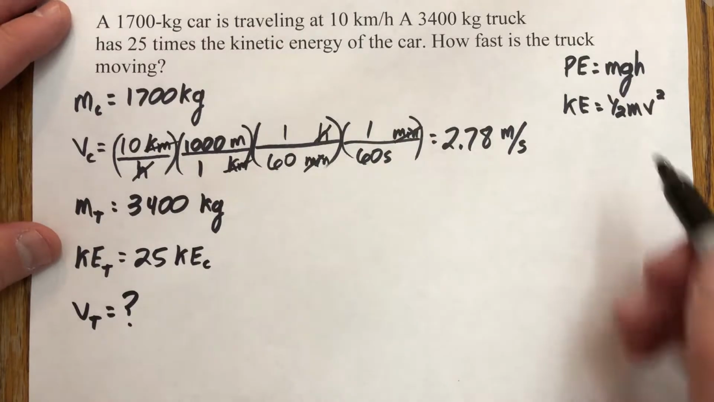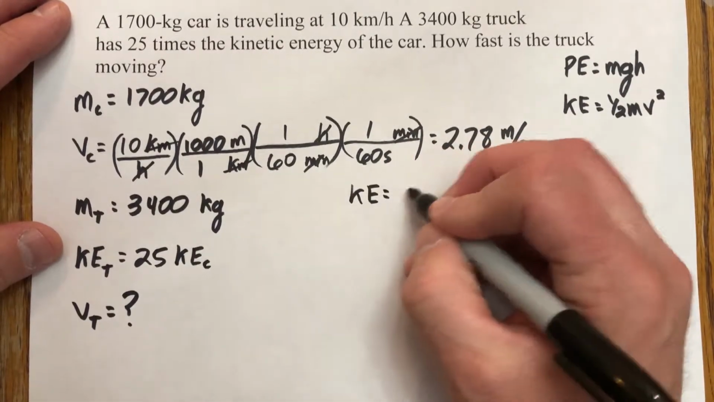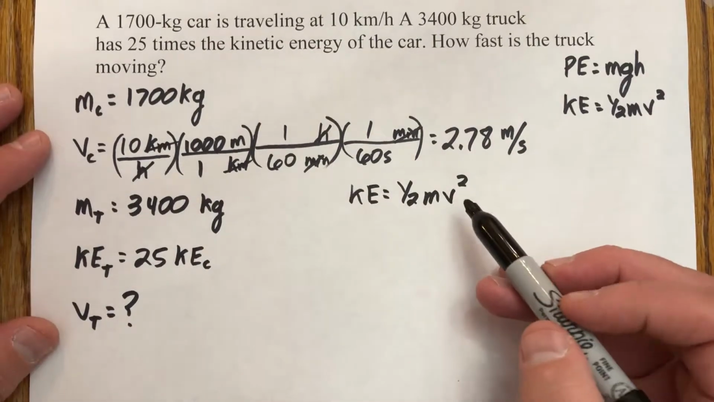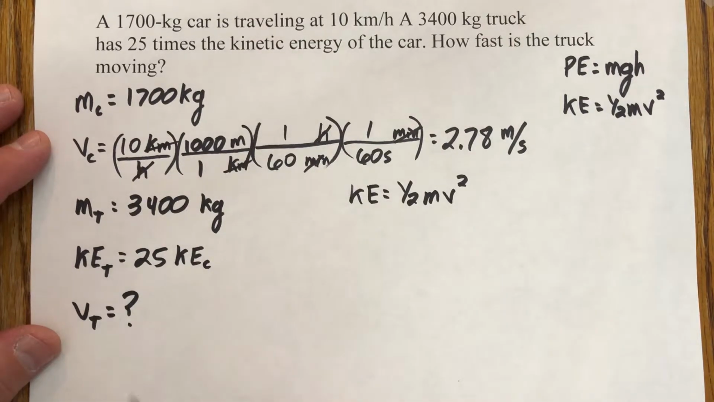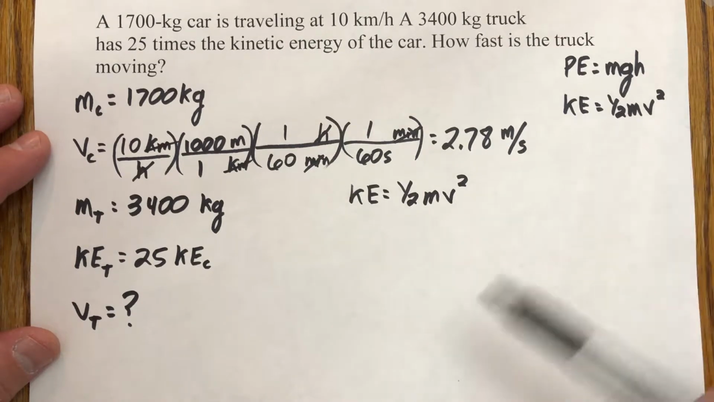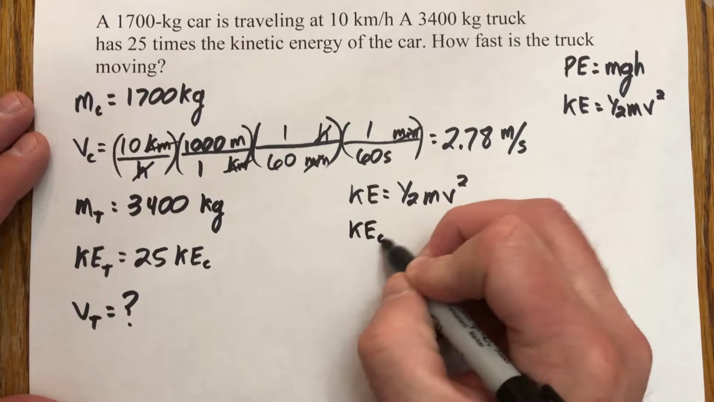Okay, so we're dealing with kinetic energy here, so we're going to use this equation. Kinetic energy equals 1/2 mass times velocity squared. So first we have to find the kinetic energy of the car, then we multiply it by 25, and that tells us the kinetic energy of the truck. And then from there, we can find the velocity of the truck. So first step, find the kinetic energy of the car.